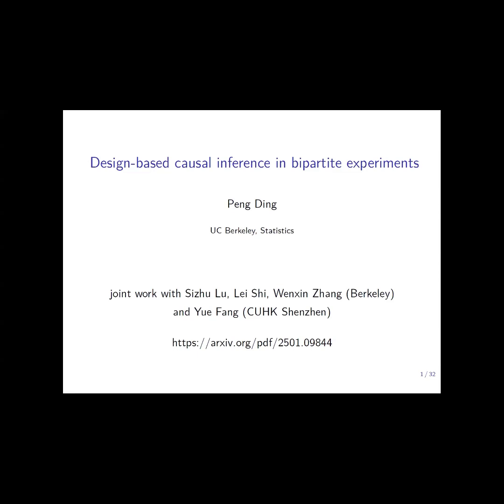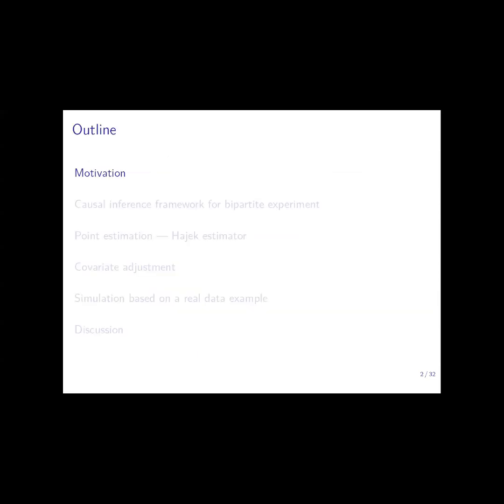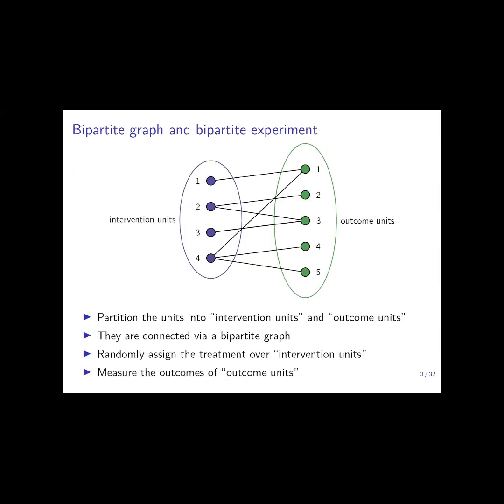Let me introduce the background. What's a bipartite experiment? I don't think it's very standard in the statistics literature. I'll give you some motivations for why we care about it. First I'll give you the bipartite graph to show the mathematical structure, then more concrete motivation. Basically, we are interested in this setting. We have two types of units. We call them intervention units and outcome units. I will tell you why later. The two sets of units are connected via this bipartite graph.